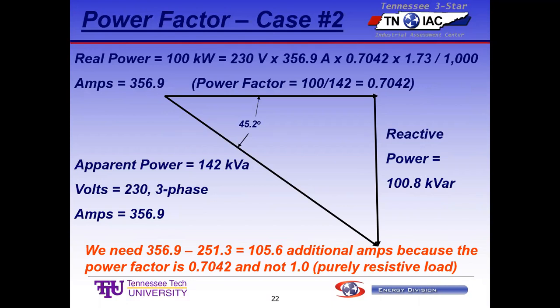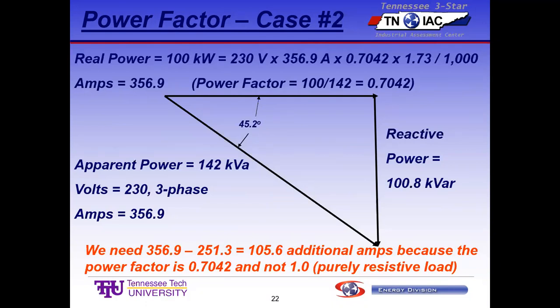Okay, so a little more interesting here. This is still a 100 kW load, so the power meter sees the same thing. Well, almost. There's one little piece that we'll talk about in a minute, but generally it sees about the same thing. So we're going to say it's a 100 kW load, 230 volts, but now the power factor is 0.7042. Square root of 3 is the square root of 3. So you solve that for amps, and we get 356.9 amps, which has to be supplied by the power company. That's part of the electrical draw of the plant.